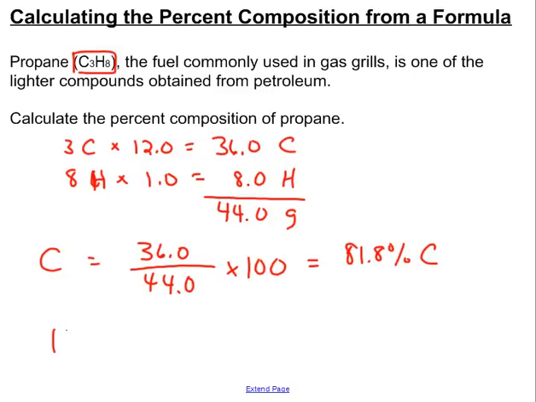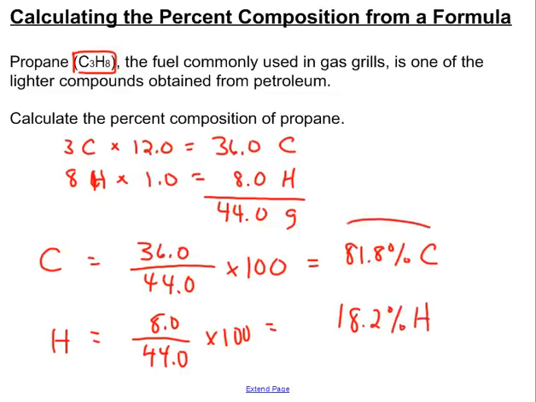Now if we do this for hydrogen, you might be able to predict what the percent should be if we take 100 minus 81.8, but let's verify to make sure that we didn't make any errors in our first calculation. The mass of the hydrogen is 8.0. I'm going to divide that by the mass of the total compound, 44.0, and multiply by 100 to get a percent composition of hydrogen of 18.2%. And of course those two numbers do add up to 100%, so that's a good check of our work.